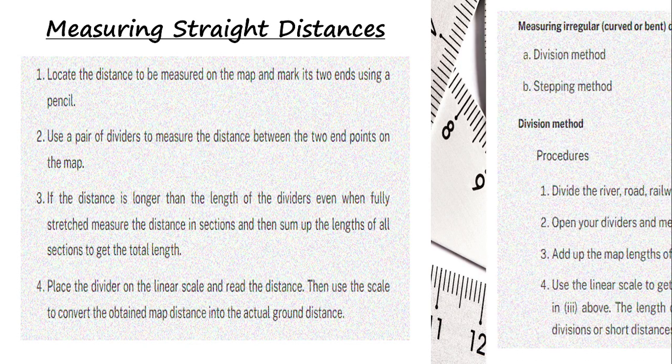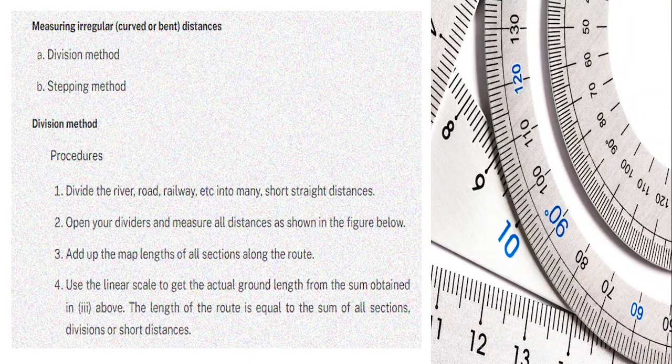Moving on, measuring irregular, curved, or bent distances. We've seen there are two kinds of distances. There are the straight ones, and there are the curved or irregular bent distances. Now, irregular or curved or bent distances you can measure using two methods with this pair of dividers: the division method and the stepping method.